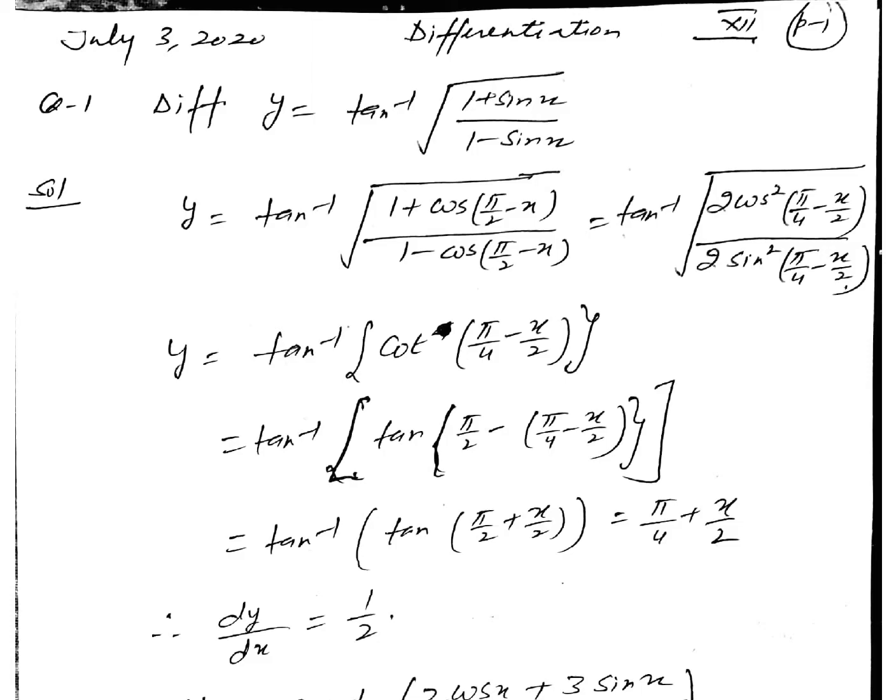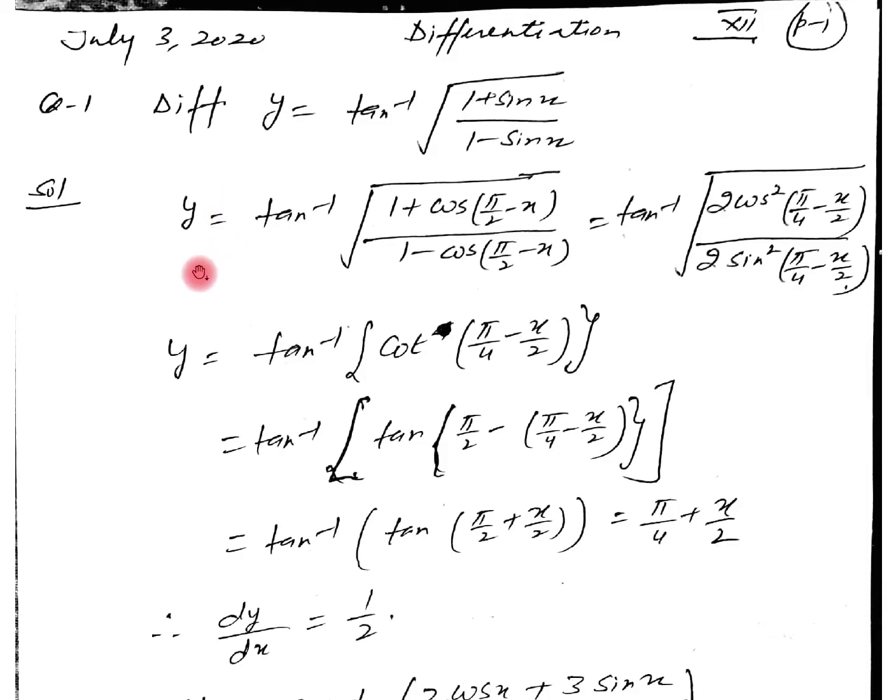Let us see the question of inverse trigonometrical function, that is a very important topic of differentiation. Now the question is: differentiate y equal to tan inverse under root (1 plus sin x) upon (1 minus sin x). In this question our main aim is to make the same angle inside and outside. Here we have tan inverse, so there must be a function of tan. It means we have to convert this whole function into tan. Now let us see how to start the question.